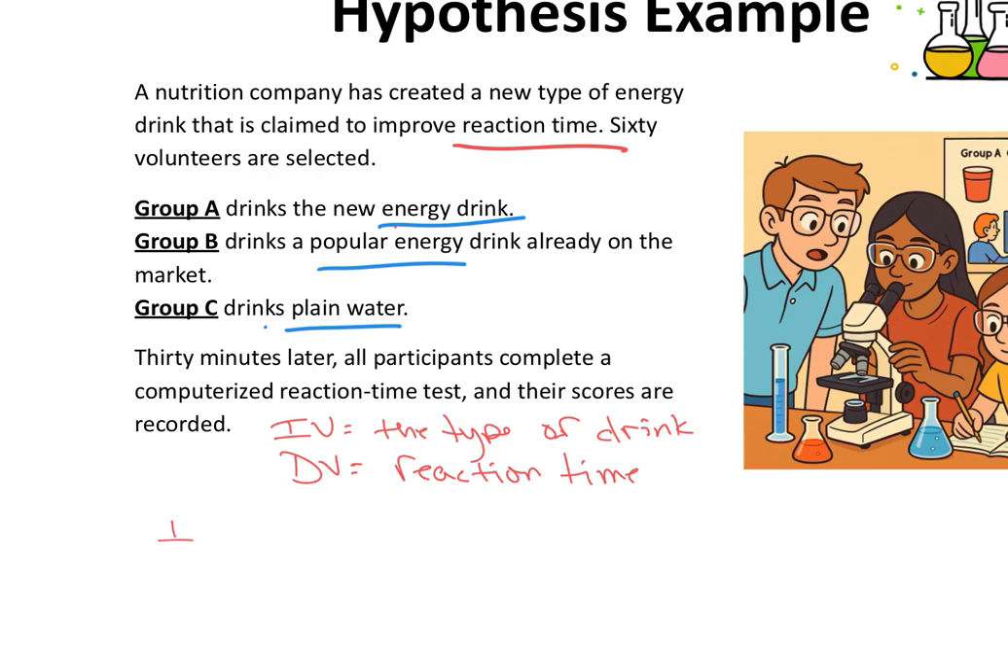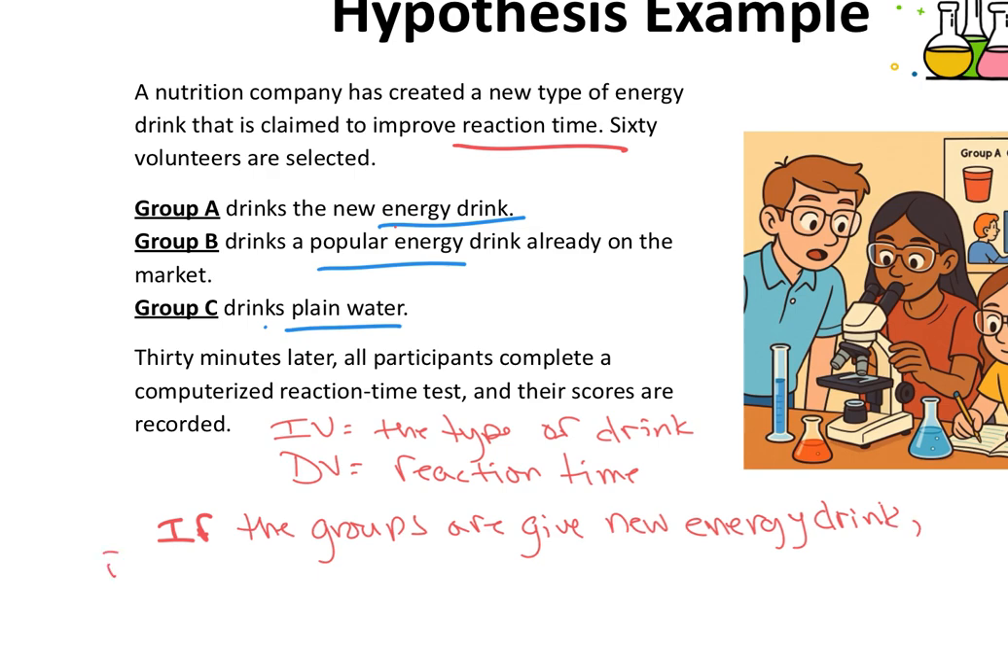So if the groups are given new energy drink, popular energy drink, or water. So I just put down my independent variable.